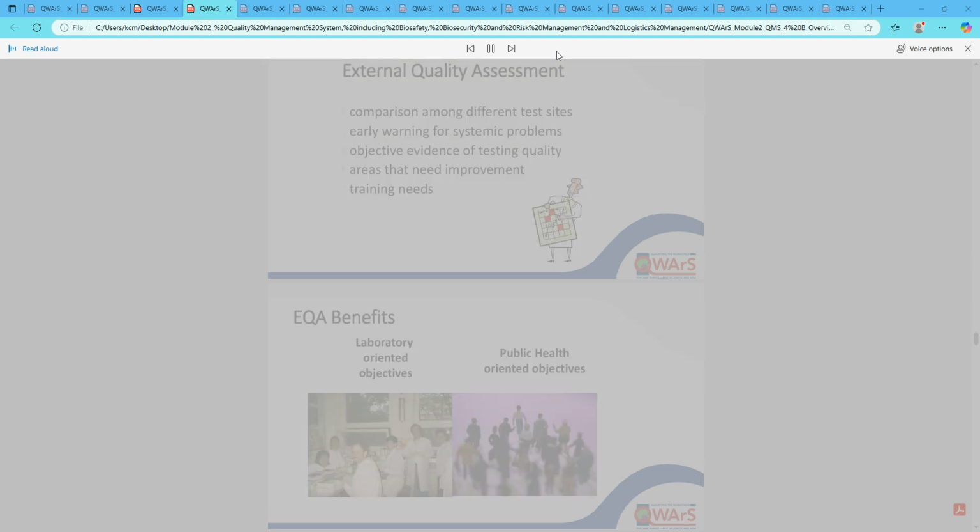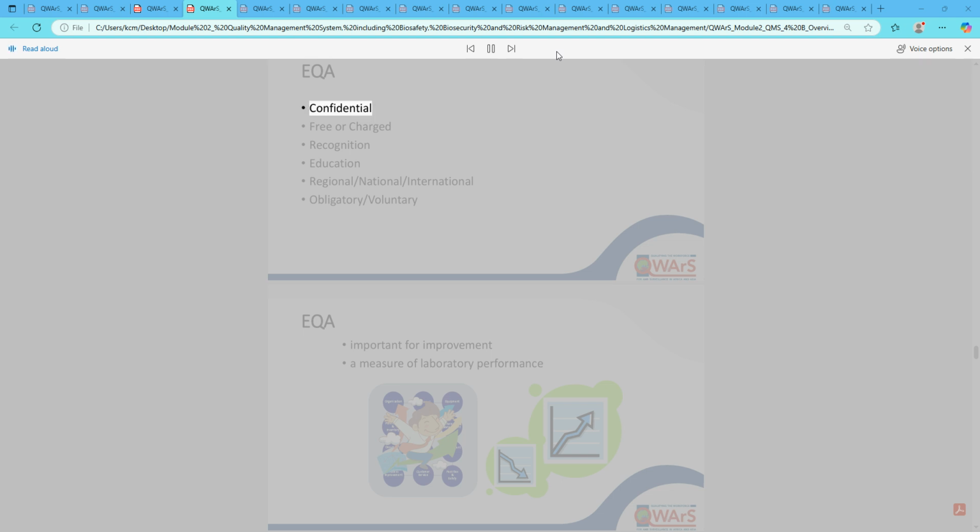External quality assessment provides comparison among different test sites, early warning for systemic problems, objective evidence of testing quality, identification of areas that need improvement, and training needs. EQA benefits: laboratory oriented objectives and public health oriented objectives. EQA can be confidential, free or charged, with recognition and education, regional, national, or international, obligatory or voluntary. EQA is important for improvement, a measure of laboratory performance.